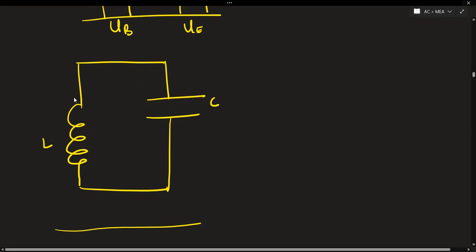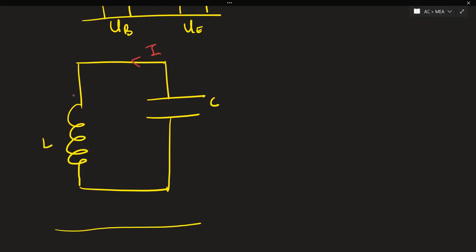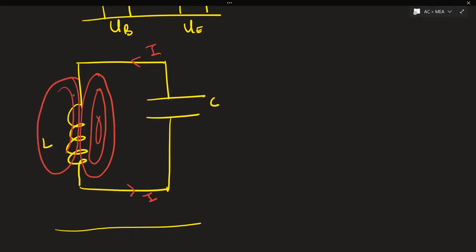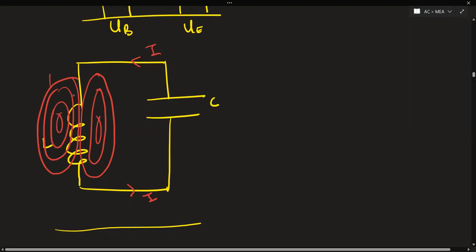Regarding the magnetic field, since there is a high amount of current present in the circuit, the amount of magnetic field lines present within the circuit will also be high now. Why will it be high? Because there's a lot of current present and a lot of magnetic field has been generated. These red lines are nothing but the magnetic fields.